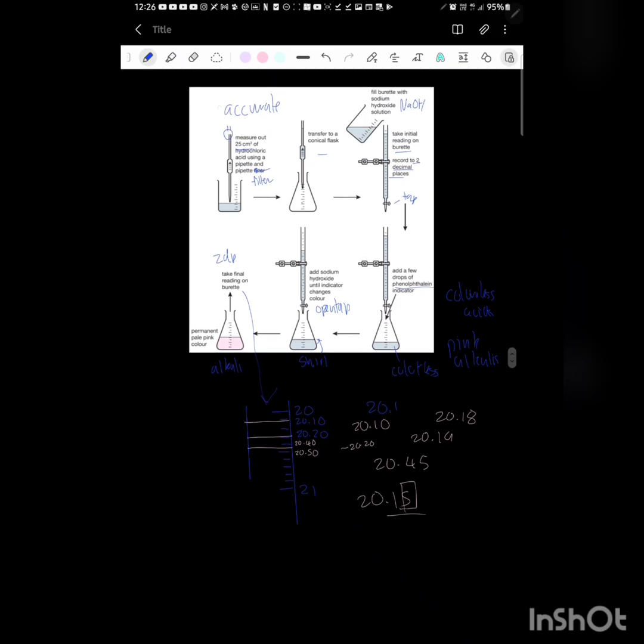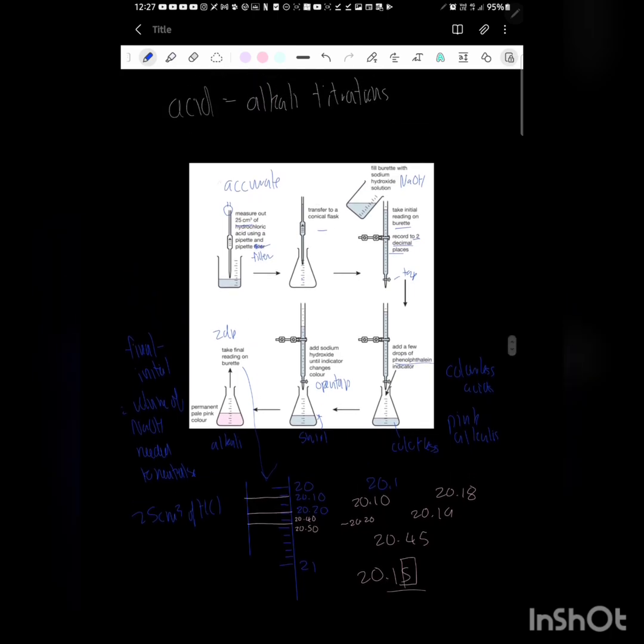So basically what you do is you take your final reading on the burette, and then you minus it by the initial reading, and that is the volume of NaOH needed to neutralize 25 cm cubed of HCl. You could do it the other way, so you could put your NaOH in the pipette into the conical flask, and then measure the amount of HCl needed to neutralize it. It doesn't really matter, but that's just the principle of acid-alkali titrations.